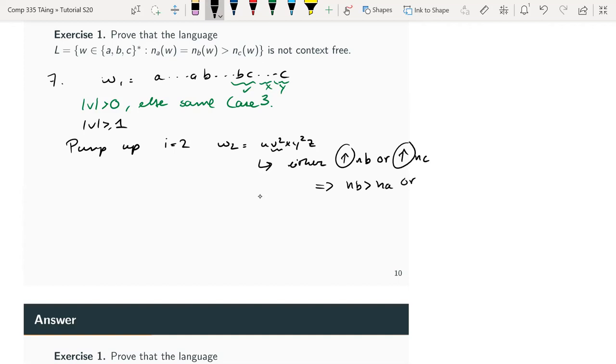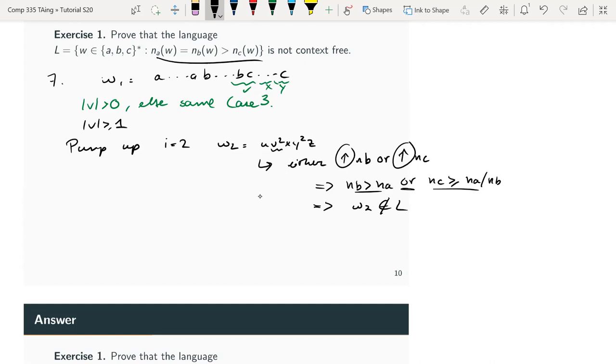Or if I increase the number of C's, then the number of C's is going to be greater than or equal to the number of A's or B's. It could be either, because you're not really controlling anything there. But these are essentially the only two possibilities. They're not mutually exclusive. Both could happen. But if either of the two happens, then W2 is not going to be in L, because both of these violate this condition.